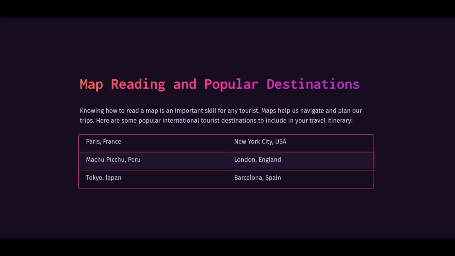Map reading and popular destinations. Knowing how to read a map is an important skill for any tourist. Maps help us navigate and plan our trips. Here are some popular international tourist destinations to include in your travel itinerary.